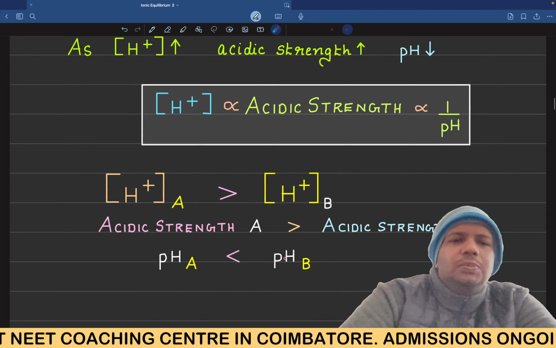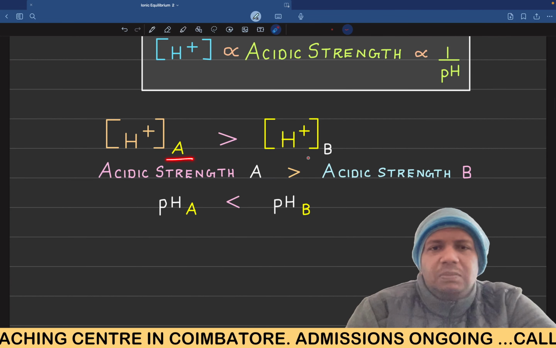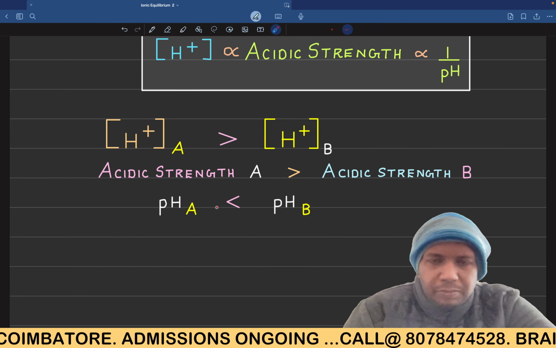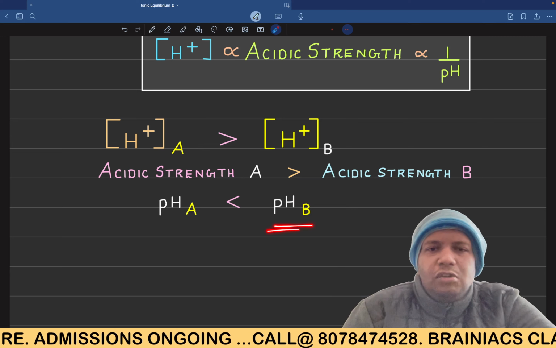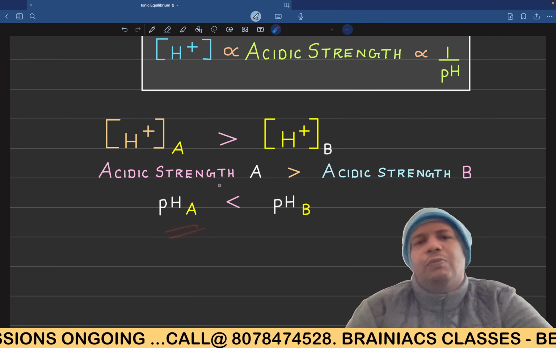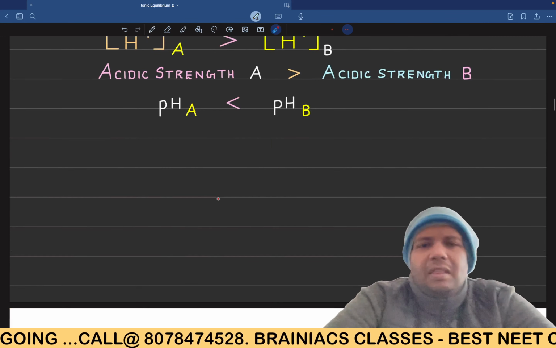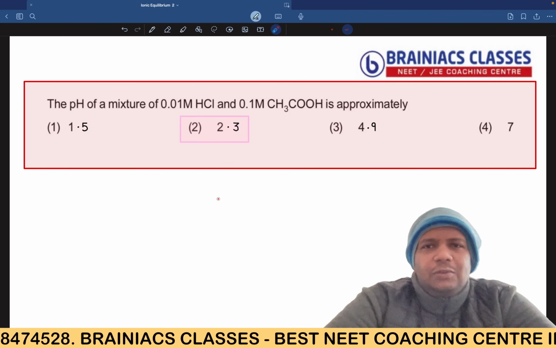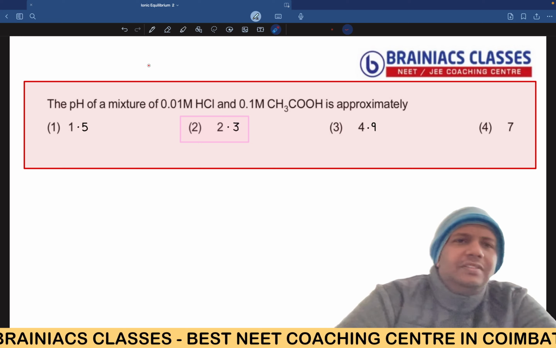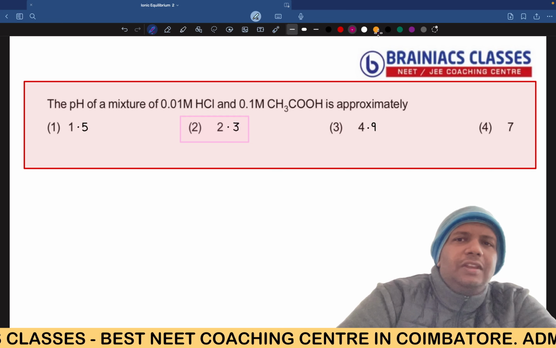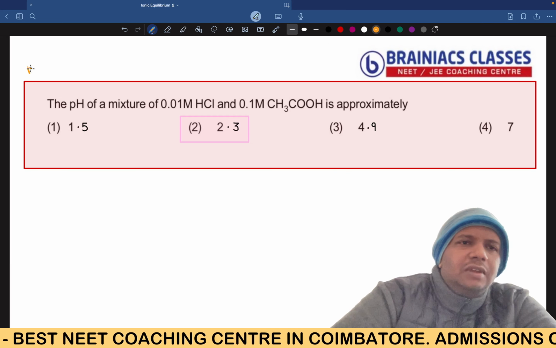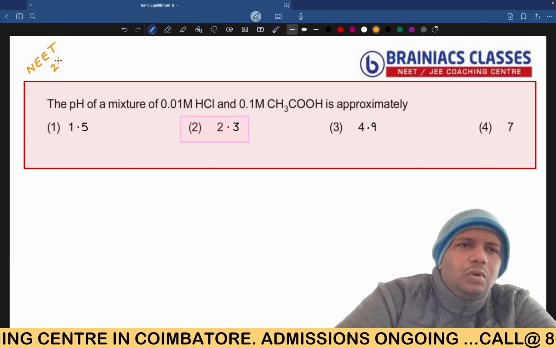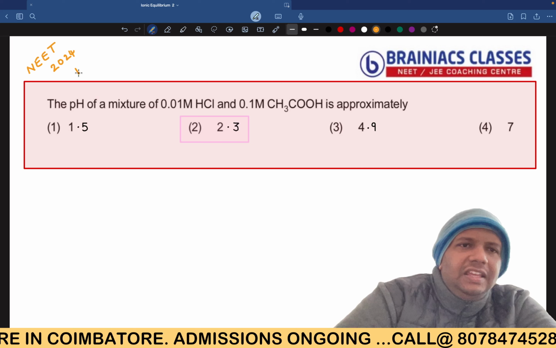So H plus ion concentration of A is more than B, that is acid strength of A is greater than acid strength of B, or we can say pH value of B would be greater than pH value of A. Clear? That was an easy question compared to the other questions. So let's try to do a very important question. This is very important. I am expecting it for NEET 2024, expected.